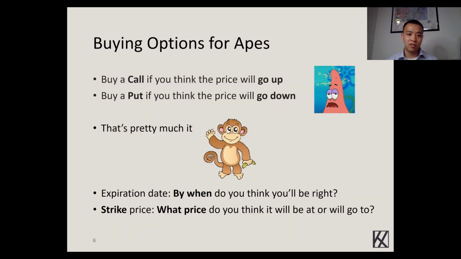So the real dumbed down version: buying, and specifically buying options for Apes. Buy a call if you think the price will go up, buy a put if you think the price will go down. And that's pretty much it. Look at that cute monkey holding a banana. That's all you need to know, or pretty much 50% of what you need to know in order to start trading options. It's that easy.